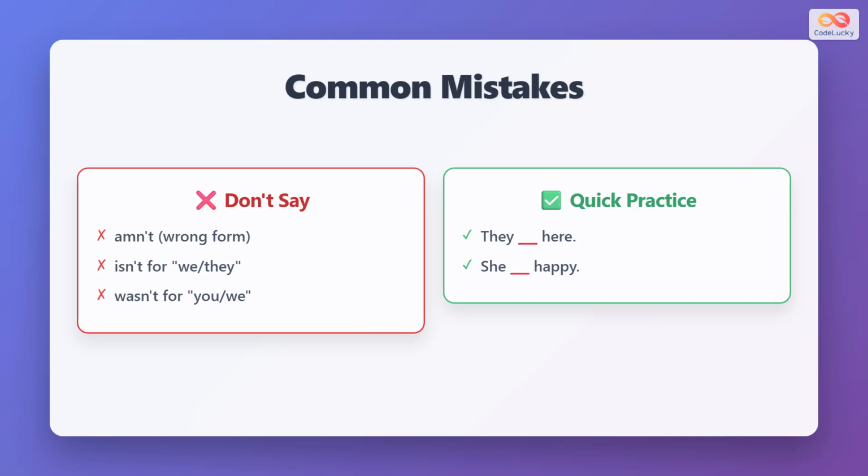What contraction would you use for they are not here? The answer is aren't. What about she is not happy? The answer is isn't.